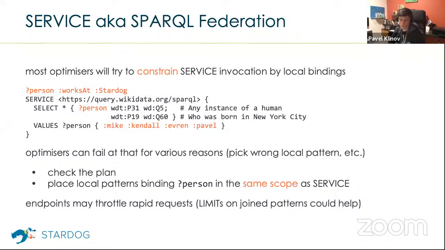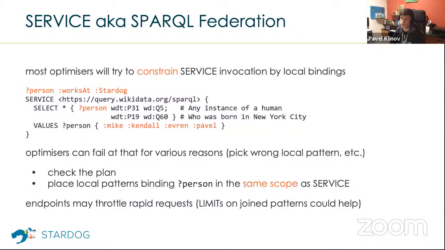So one common thing which you could expect from many SPARQL optimizers when they run queries with services is that they will try to constrain service invocations by local bindings. So for example, if you query people working at Stardog, well, 10 years ago there were not many people, but you want to use Wikidata to join that information with all people living in New York City, you don't want to dispatch that unconstrained query for all inhabitants of New York City to Wikidata. Most likely Wikidata will not be super happy about that.